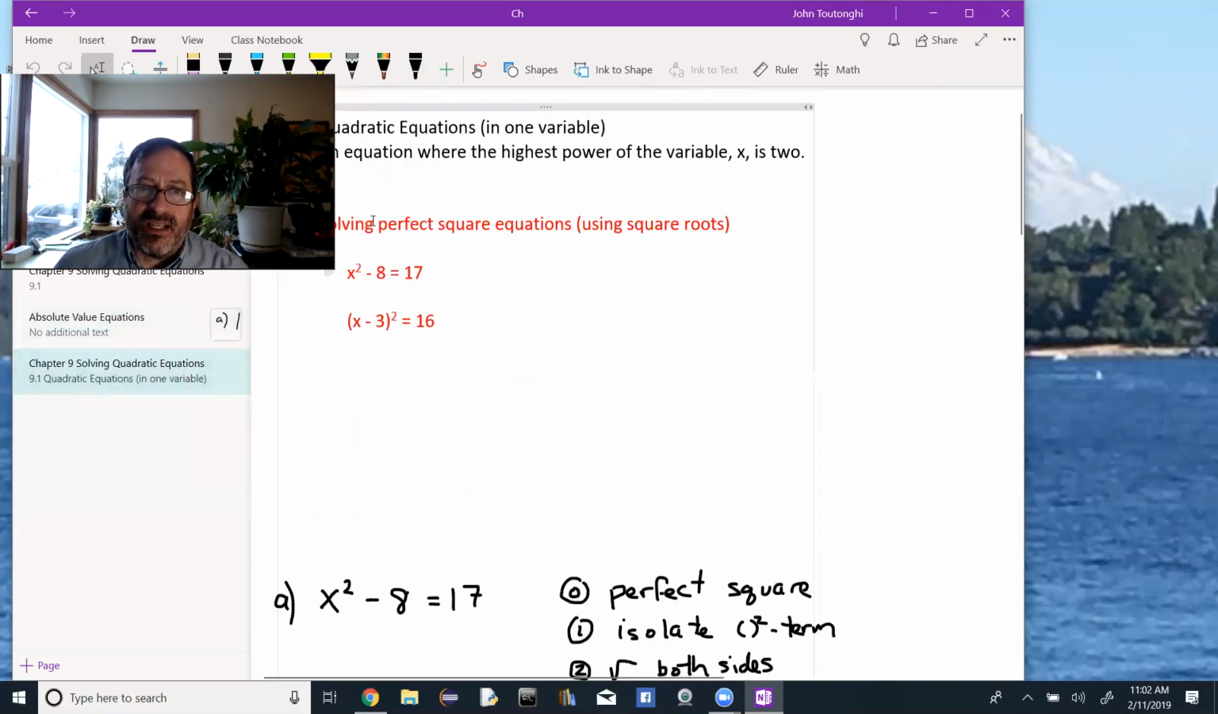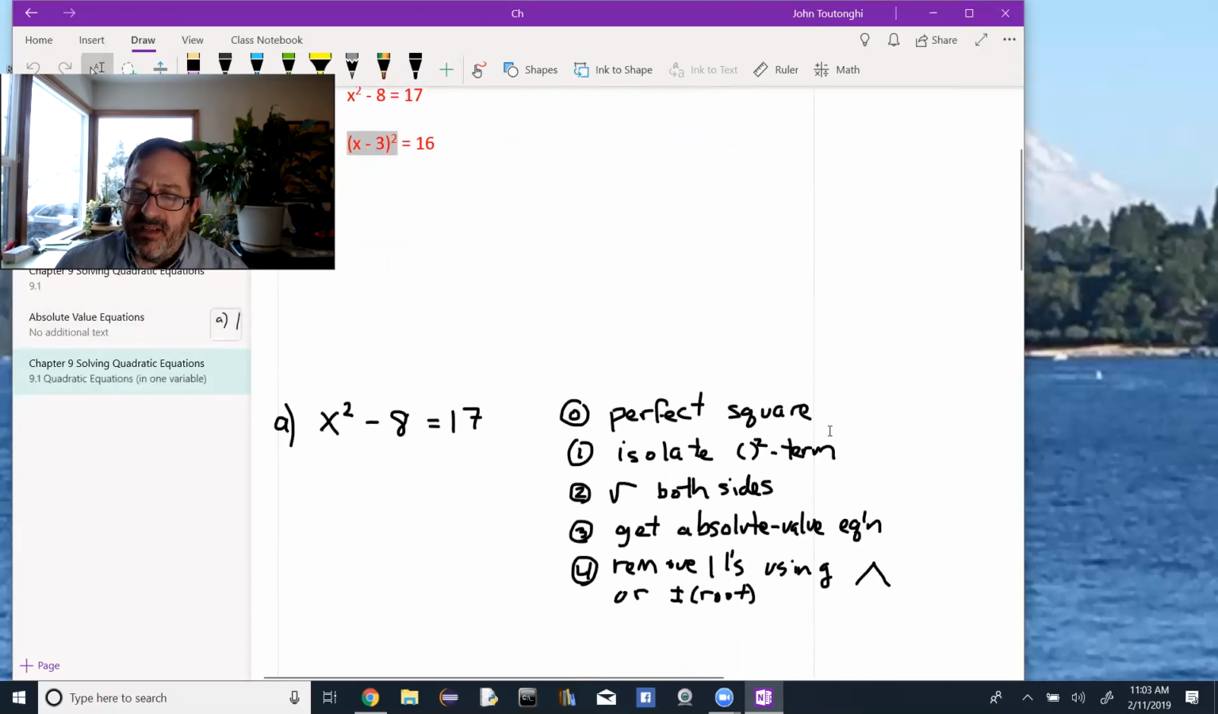So going back to our example, we had a couple that were perfect squares, x squared minus 8 equals 17, and the quantity x minus 3 squared equals 16. So both of these are perfect square equations because they don't involve a single x term, or in other words, they just have something squared. Okay, so I want to do the first one. The process I've written down already. We recognize it's a perfect square equation. Then we're going to isolate the squared term. In this case, add 8 to both sides.